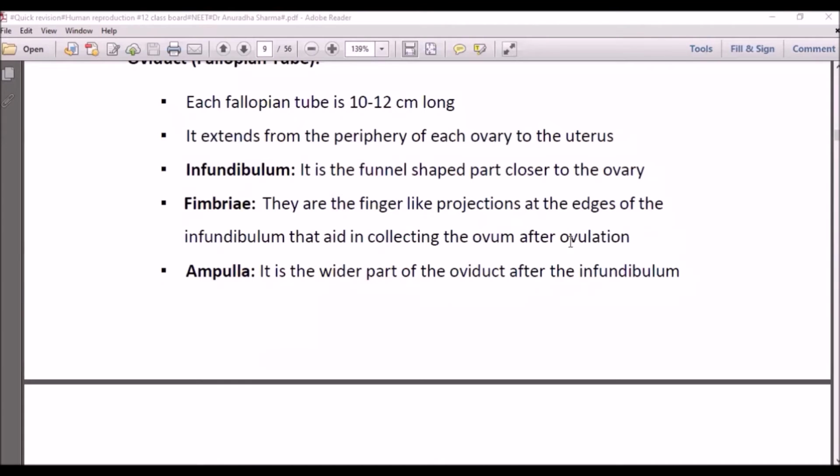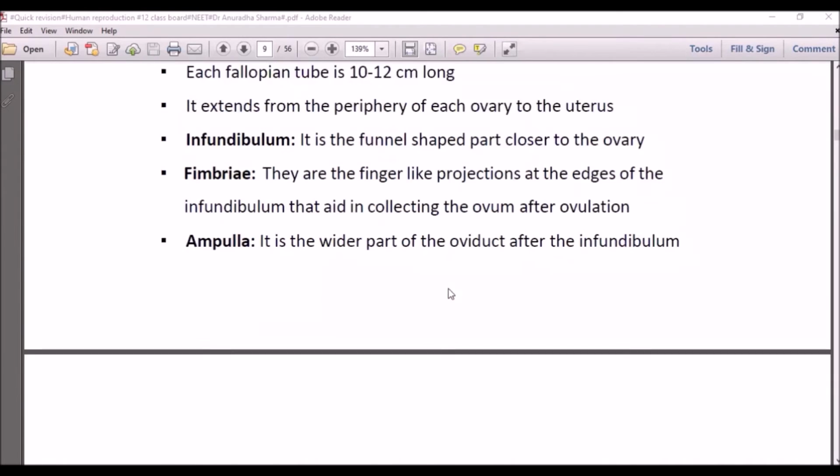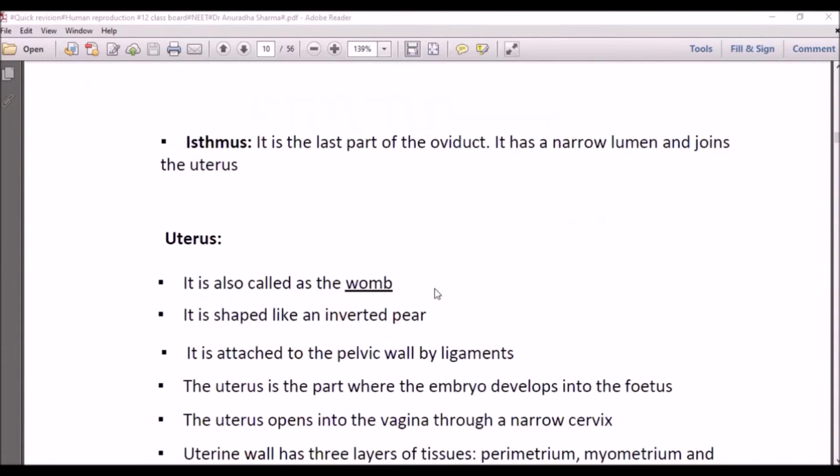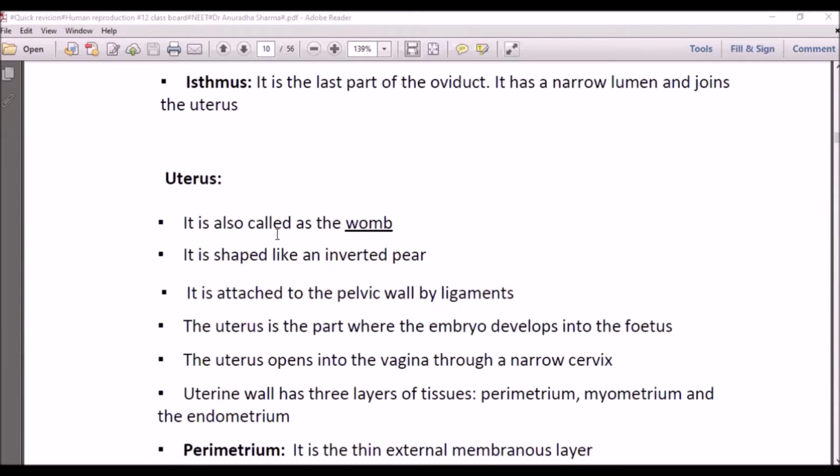So after ovulation, the ovum reaches the fallopian tube, and the ampulla is the wider part of the oviduct. Isthmus is the last part of the oviduct, and it has a narrow lumen and it joins the uterus. So all the parts ultimately join the uterus because after fertilization, the zygote will enter the uterus. So the uterus is very important.